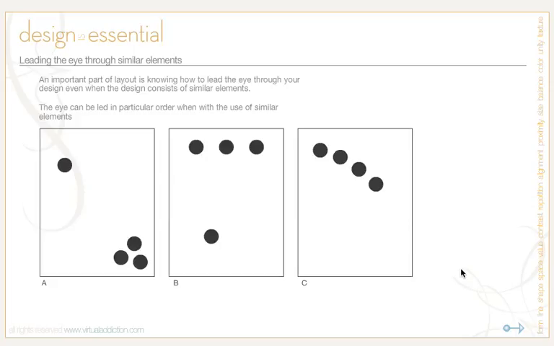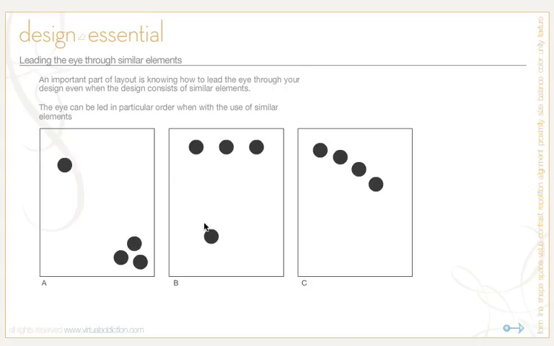So sometimes you're going to want to lead the eye through similar elements. An important part of layout is knowing how to lead the eye through your design, even when the design consists of very similar elements. So take, for example, the possibility that you have 4 photographs that are different in content, but they have roughly the same mass. For the purpose of simplicity, we're going to represent these photographs by dots.